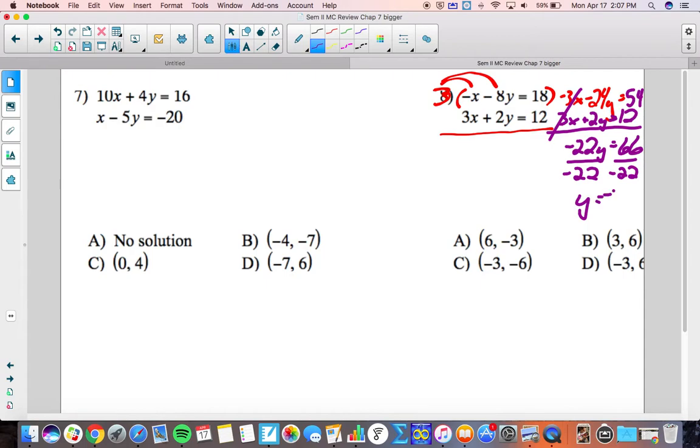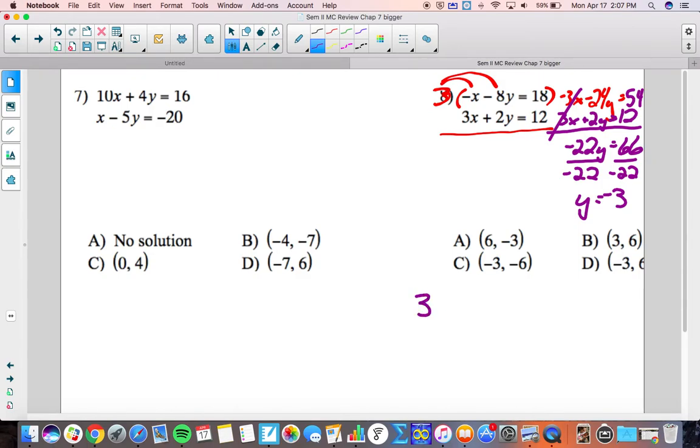Y equals negative 3. Well, so this isn't the best multiple choice product ever. So according to these answers, it's got to be this one right here. Let's double check and let's figure out what x is. Is it actually going to be 6?